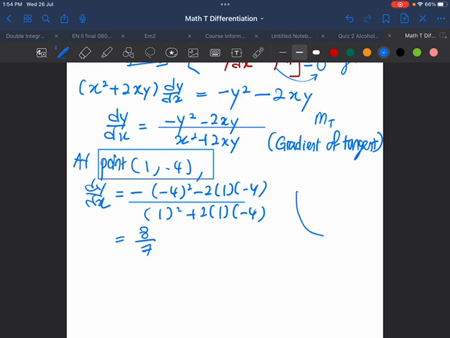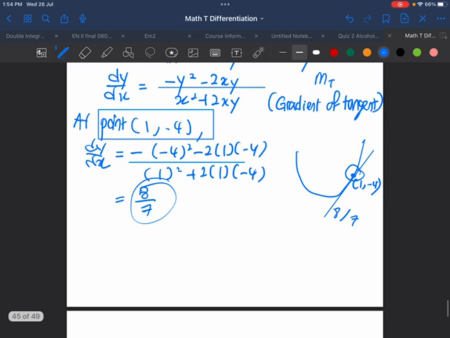It means that we have a curve, and at this point, let's say it's 1, negative 4, we have a tangent. It is supposed to touch at only one point. And here the tangent will have the gradient of 8/7.